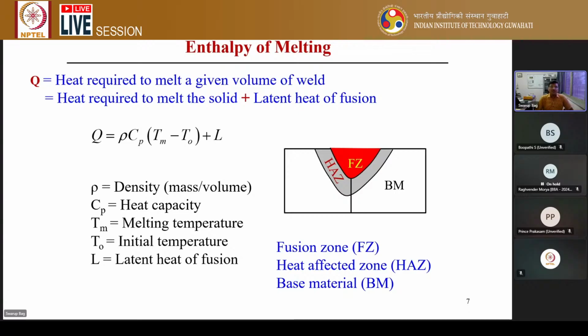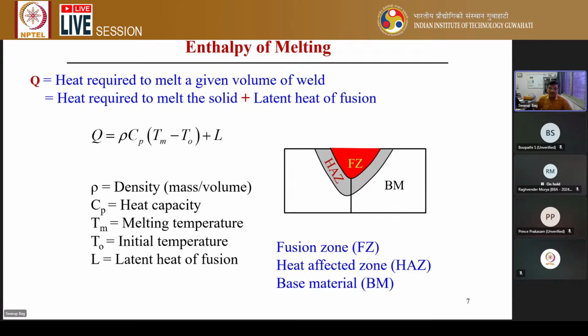Here we can see rho, Cp and the temperature difference. That means the difference from the initial room temperature to the melting point temperature, multiplied by the specific heat and density of this material, plus the latent heat to change the phase from solid to liquid. That amount of heat is also required.